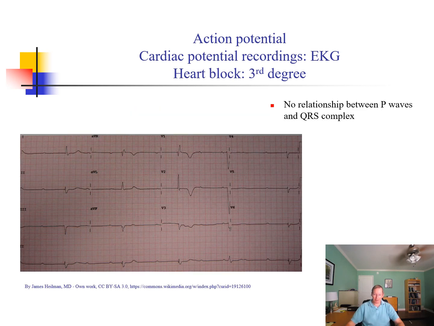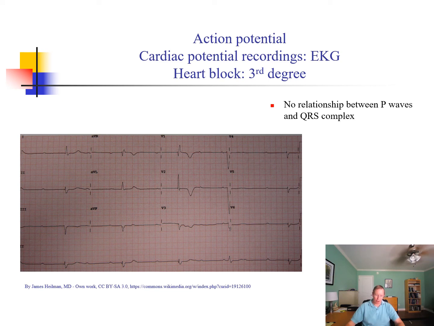And then the last type of heart block is a third degree. Now a third degree heart block, the atria are doing their thing and the ventricles are also doing their thing, but they're not electrically connected. There's no correlation between the P waves and the QRS complexes.